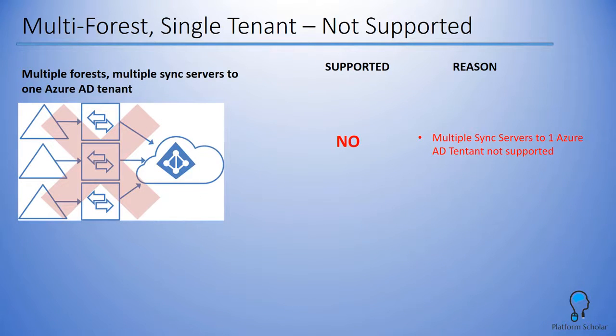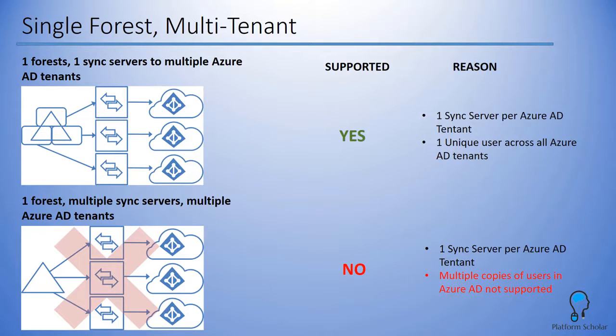A multi-forest topology that doesn't work, however, is trying to use a different sync server for each forest and then each server writing to the same tenant. Since Azure AD Connect can support multiple forests, multiple sync servers in this scenario is not even necessary. Now we'll look at having a single forest but wanting to write to multiple tenants.